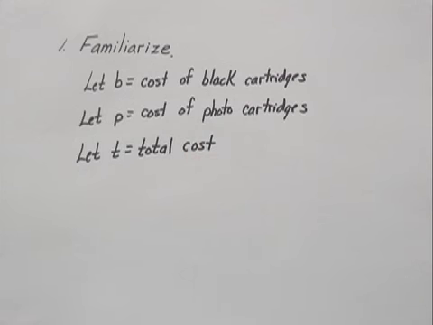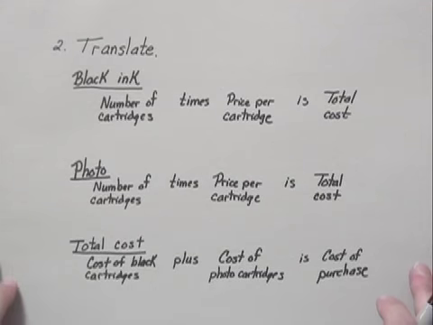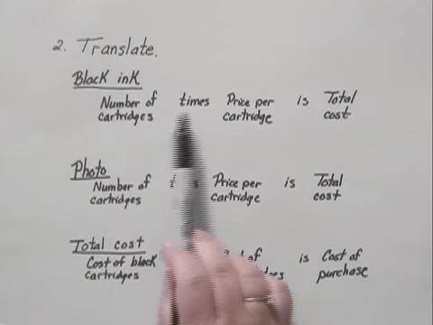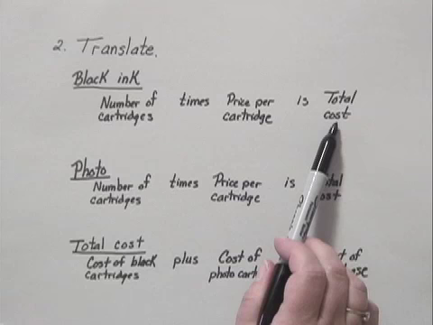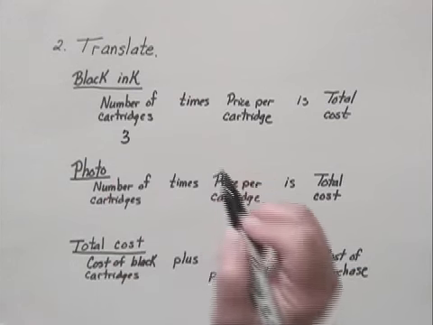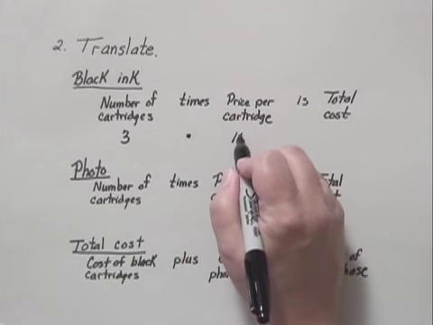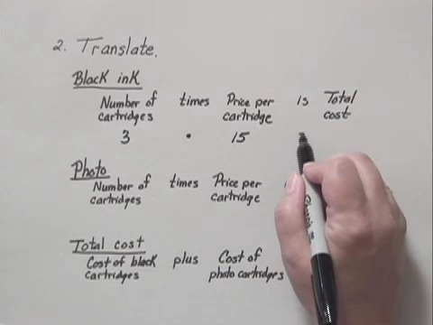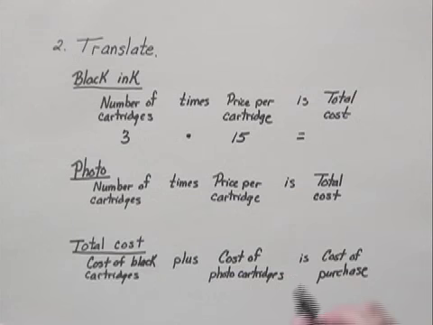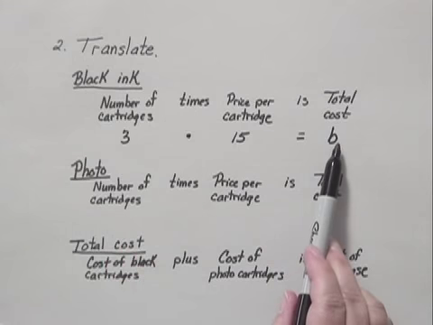Now when we move to step 2, the translate step, we actually have 3 statements to translate. For the black ink, we have to translate the statement, the number of cartridges times the price per cartridge is the total cost. The number of cartridges was 3 times the price per cartridge was $15, and that equals the total cost of the black cartridges, which we said was B. That gives us one equation.